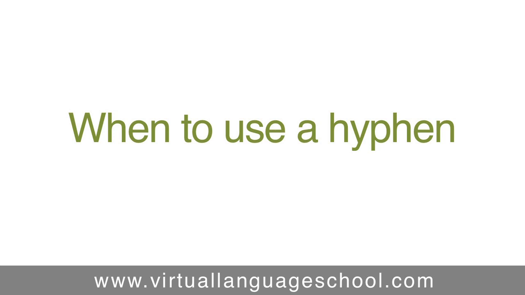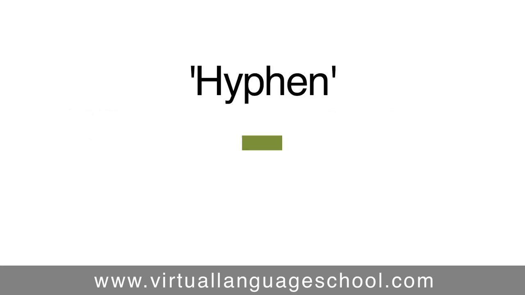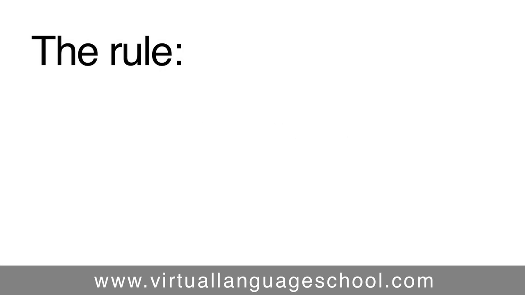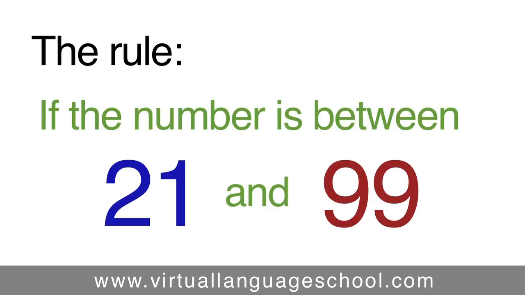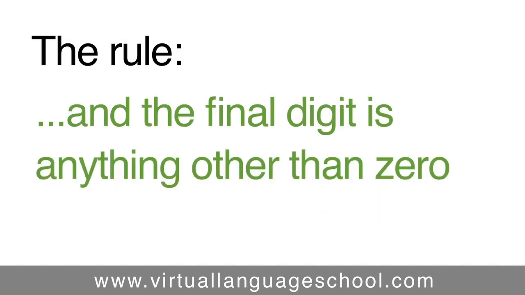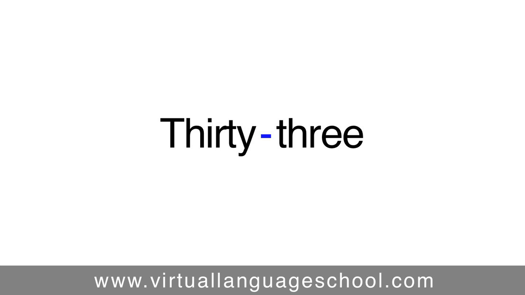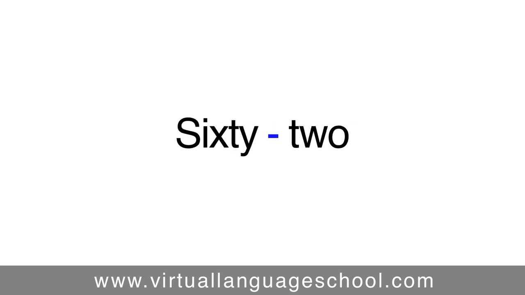One thing that sometimes causes confusion is the use when writing numbers in word form of the hyphen or dash as it's also known. 24, for example. The rule on this is as follows. If the number is between 21 and 99, and the final digit is anything other than 0, the number should be written as 2 words with a hyphen in between. 33, 45, 62.